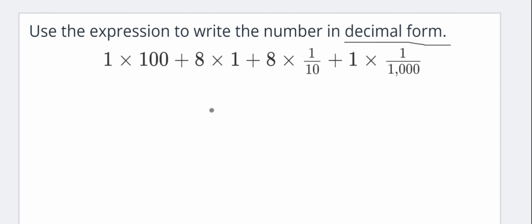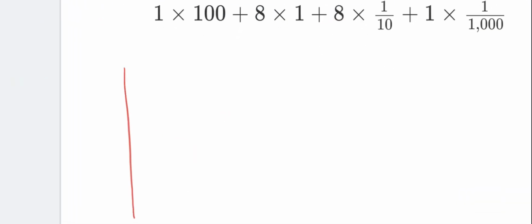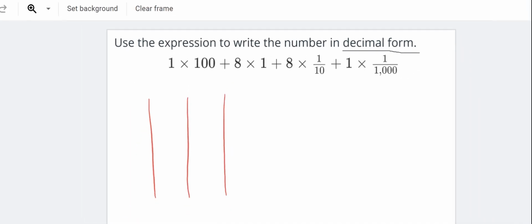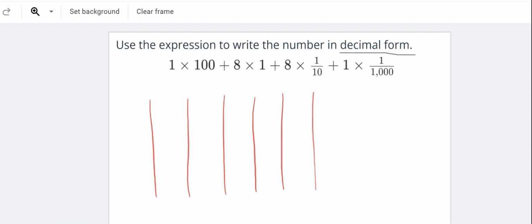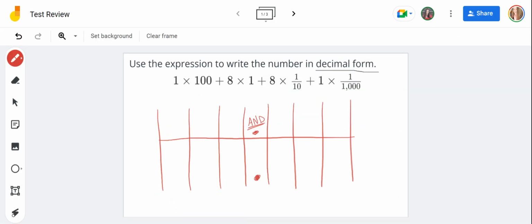So what do you think I'm going to make to help me write this number as a decimal? That's right. I'm going to make a place value chart. So I'm going to start by drawing 8 lines. 1, 2, 3, 4, 5, 6, 7, 8. Okay. And I'm also going to make this into my decimal point. And when I see a decimal point, I know I put the word what? And. Okay. So now I'm actually going to draw one more line. Okay. I have my place value chart.